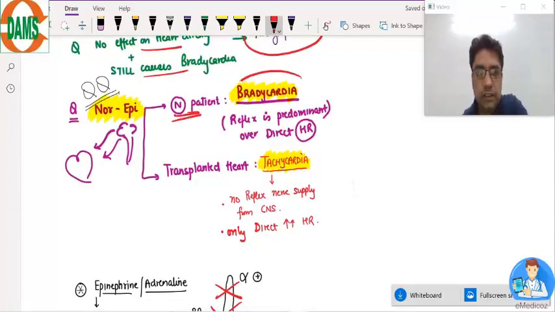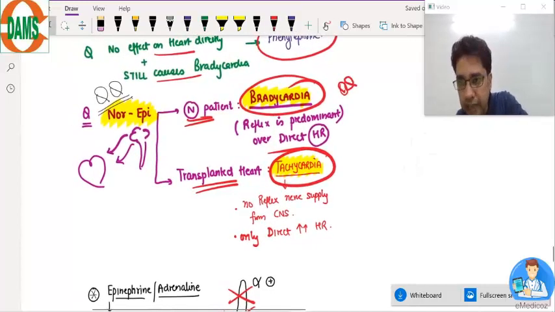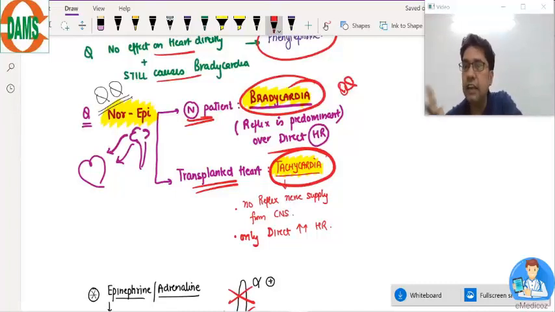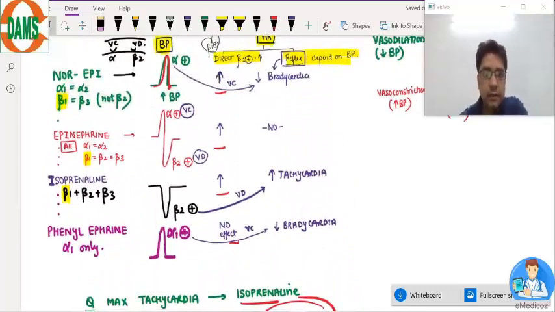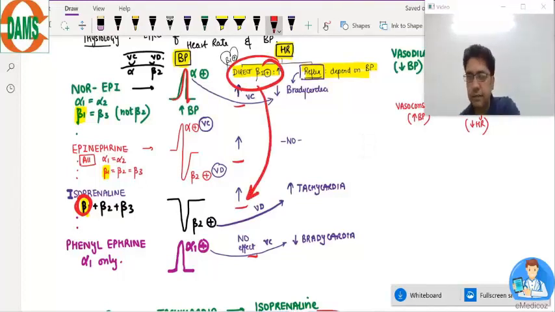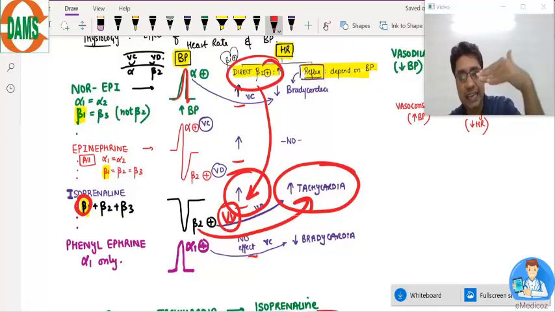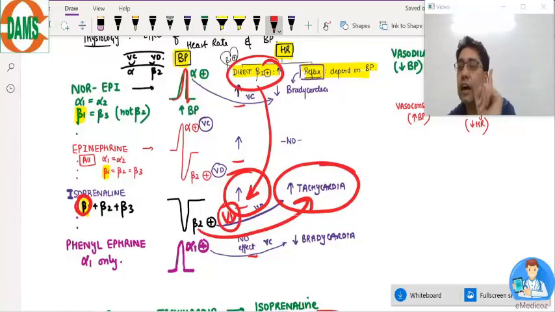Norepinephrine in a normal person causes bradycardia. In a transplanted heart patient it causes tachycardia. Why in a normal heart patient does it cause bradycardia? Because reflex activity is always predominant over direct heart rate effect. Okay. Why will isoprenaline increase heart rate? See, it has beta 1 action, isoprenaline. So direct beta 1 action will increase direct heart rate. It produces vasodilatation. Vasodilatation will also cause reflex tachycardia to occur. So isoprenaline both directly and reflexly increases heart rate. So the best drug to increase heart rate is isoprenaline.